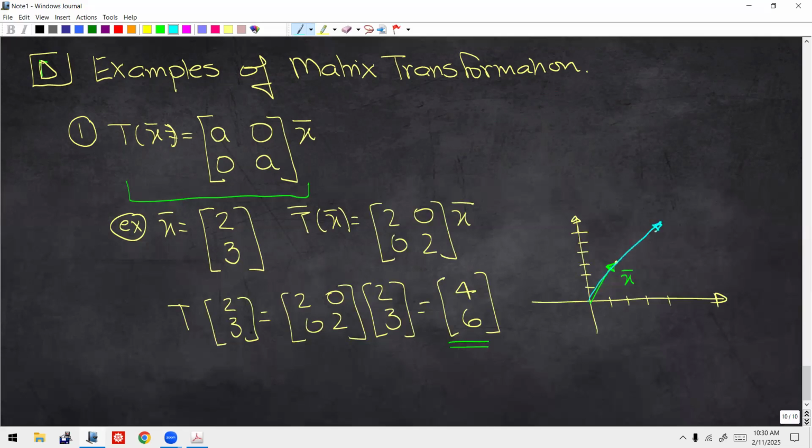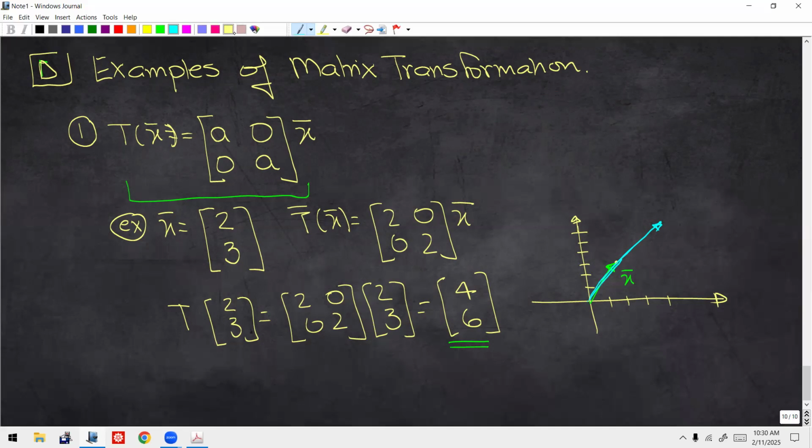So what did we do to that vector? I know it's not drawn correctly, but it should be in the same line, okay? So what did we do to that vector? We stretched it, in essence. Do you follow? We stretched it in the x direction and also in the y direction. If a was between 0 and 1, then we would shrink it, okay?